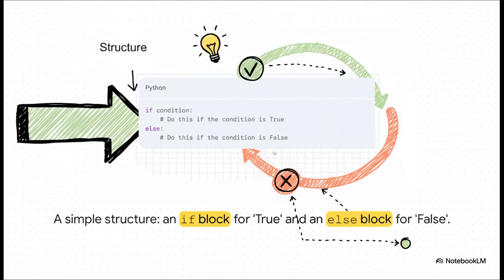And you can see just how clean this looks in Python. You've got your if condition, which ends in a colon. Then the next line is indented. That's your true path. Then you have the else with its own colon, followed by the indented false path. Now that indentation, it's absolutely crucial. In Python, it's not just there to look pretty, it's part of the actual rules. It's how the program knows which instructions belong to which choice.